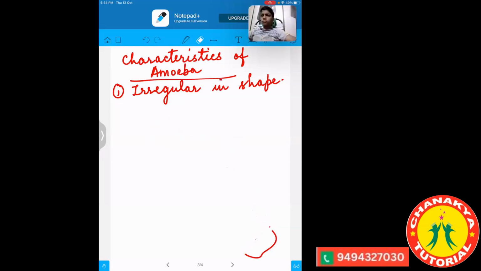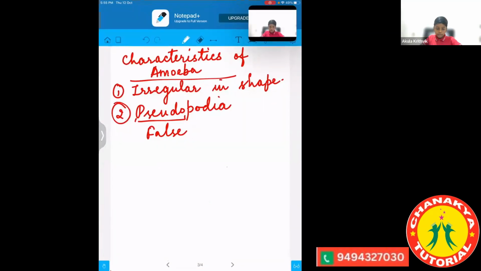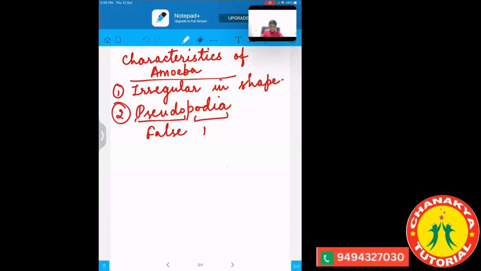The second point is the pseudopodia. So they have the pseudopodia. Pseudo means false, F-A-L-S-E, false. Podia means feet or the foot.